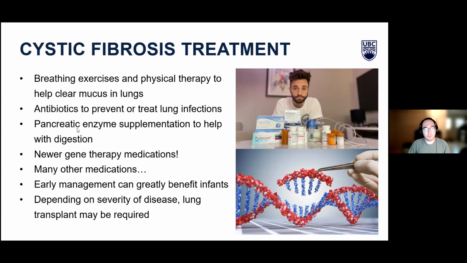And as I mentioned, the pancreas does get affected, and the enzymes that the pancreas normally releases to help with digestion of food aren't able to get released because of the mucus buildup. And so people with cystic fibrosis typically will take pancreatic enzyme supplementations to help with digestion of foods, which can, of course, help with making sure they're getting the proper nutrition and growing and developing properly.